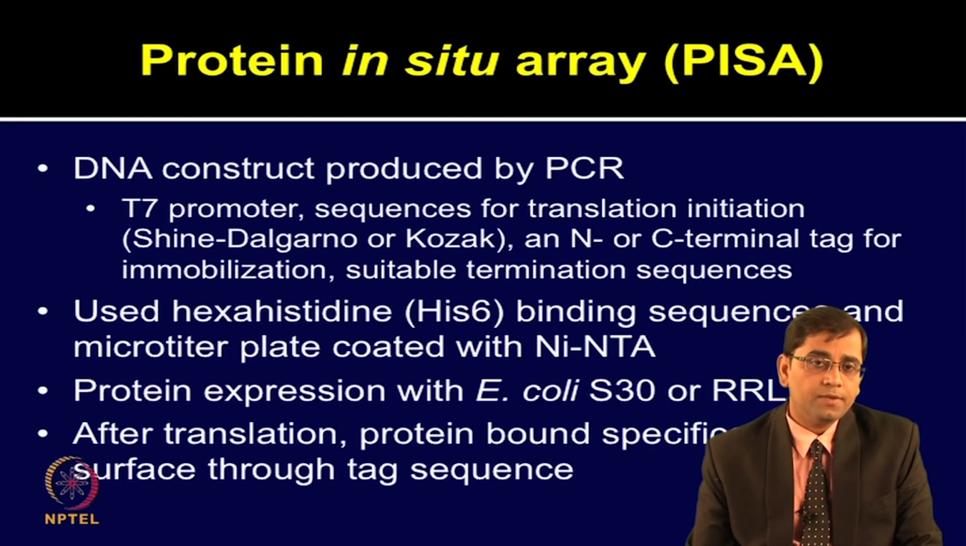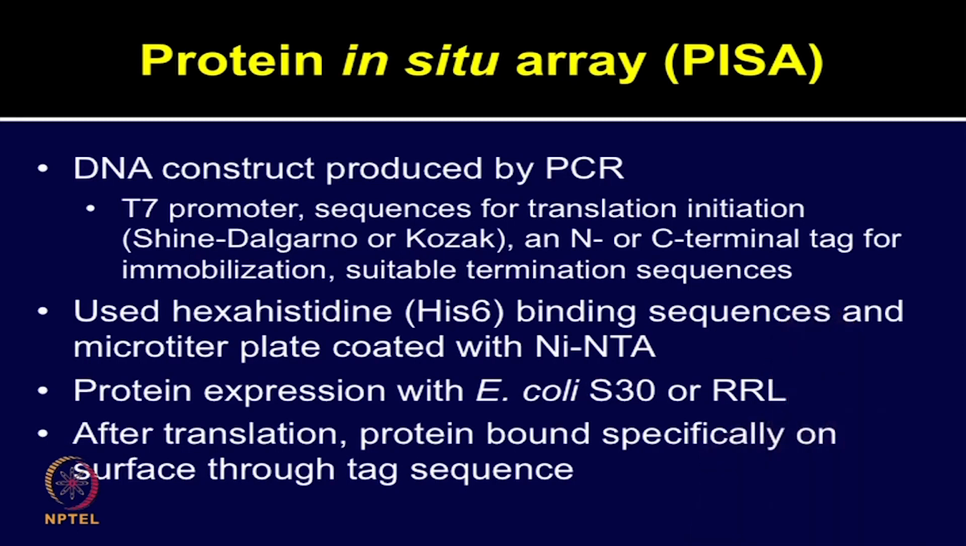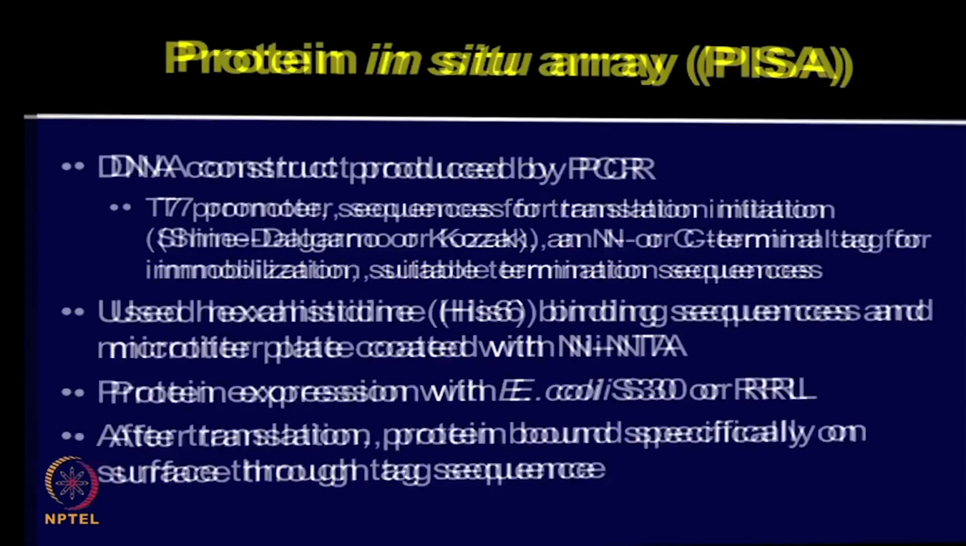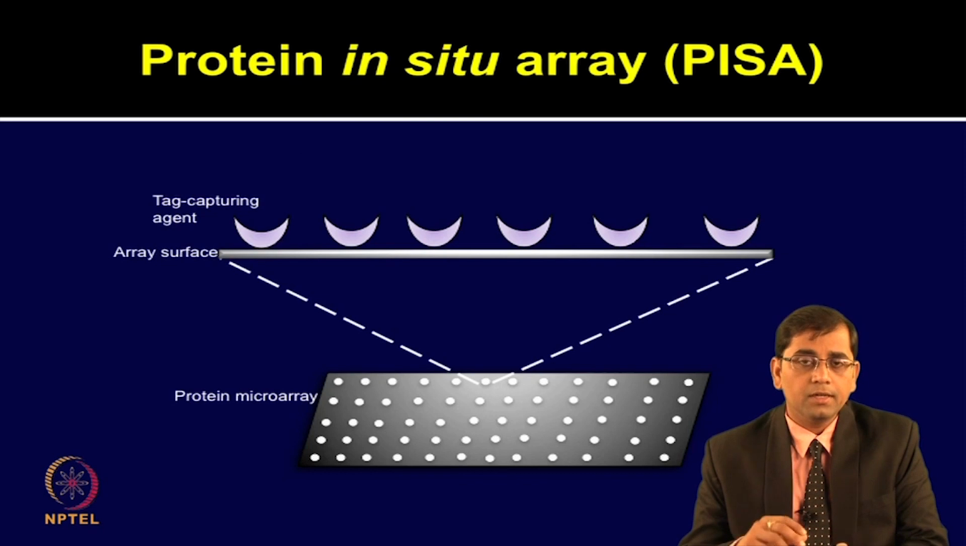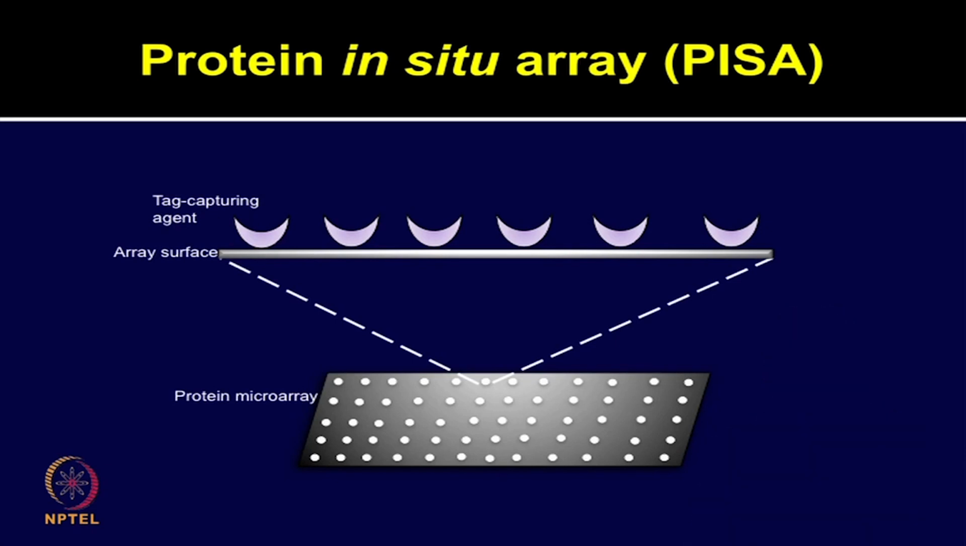Once the translation has finished, the protein which is synthesized by using the cell-free expression system specifically binds on the surface through the tag sequence. In the PISA protein array method, the surface is coated with a tag capturing agent. This method utilizes hexahistidine tags, which are in the construct, and the microarray titer plate, which is coated with nickel nitrilotriacetic acid or nickel NTA, as shown in this slide.